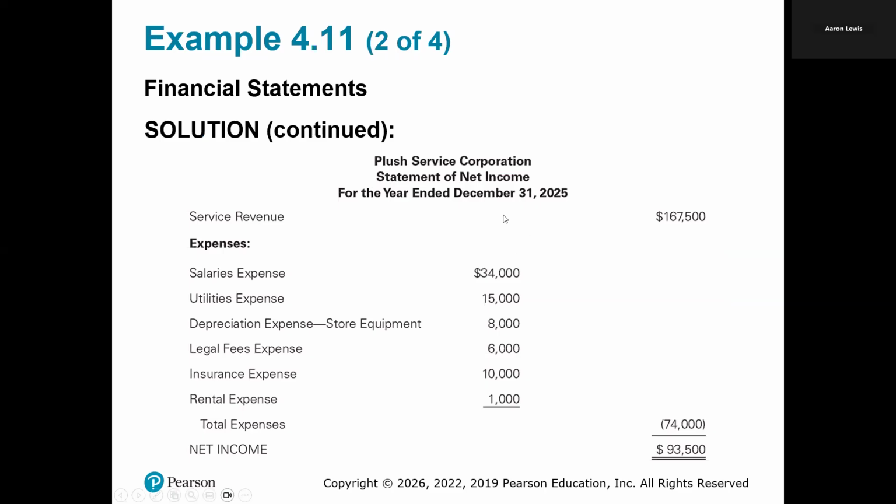So, starting with the income statement in the simplest possible form it can come in, all you're going to do is take your revenues and subtract out your expenses. If Plush had $167,500 worth of earned recognized revenue during the period, and they incurred $74,000 worth of expenses, the difference between those two numbers, or $93,500, was their net income for this year that ended December 31st, 2025. And now that we have that number, that's the number that's going to get transferred to our next statement, which is our equity statement.